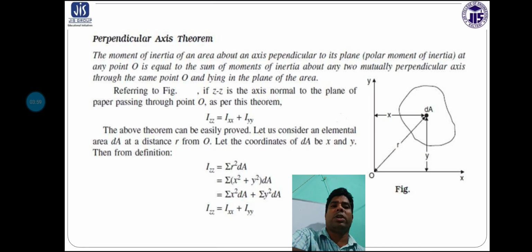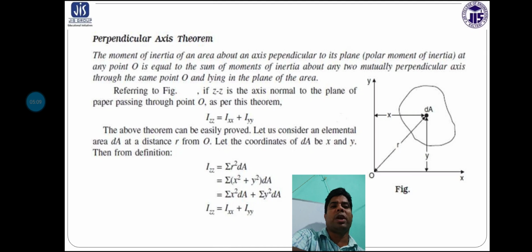Now, starting with the perpendicular axis theorem: the moment of inertia of an area about an axis perpendicular to its plane, or polar moment of inertia at any point O, is equal to the sum of the moments of inertia about any two mutually perpendicular axes through the same point O, lying in the plane of the area, as shown in this slide. Referring to the figure, if ZZ is the axis normal to the plane of paper passing through the point O, as per the theorem we can write IZZ, where I means moment of inertia about the ZZ axis. So IZZ is equal to IXX plus IYY.